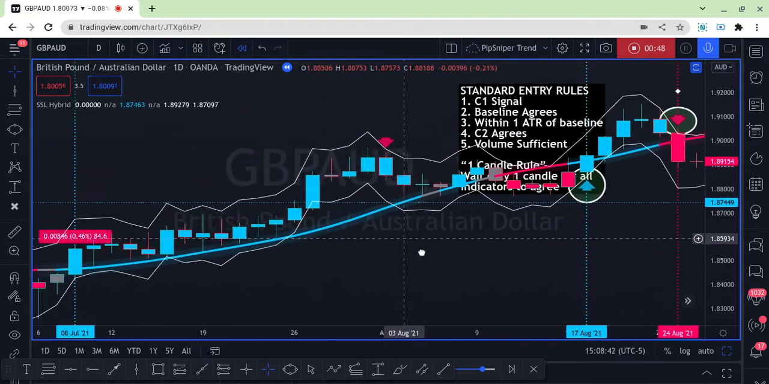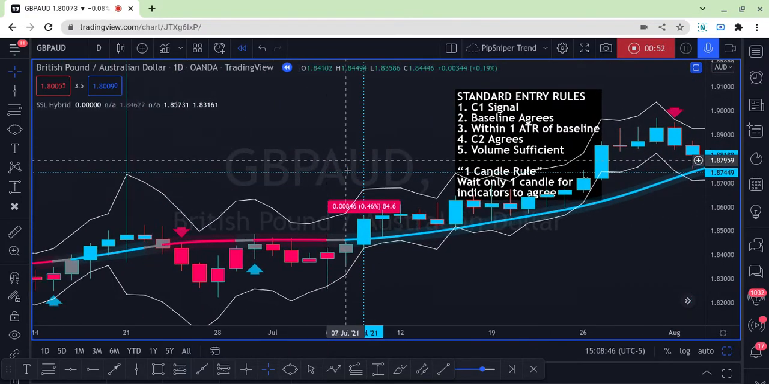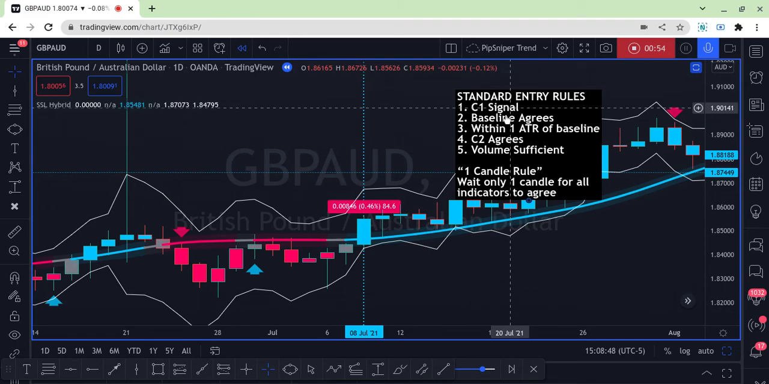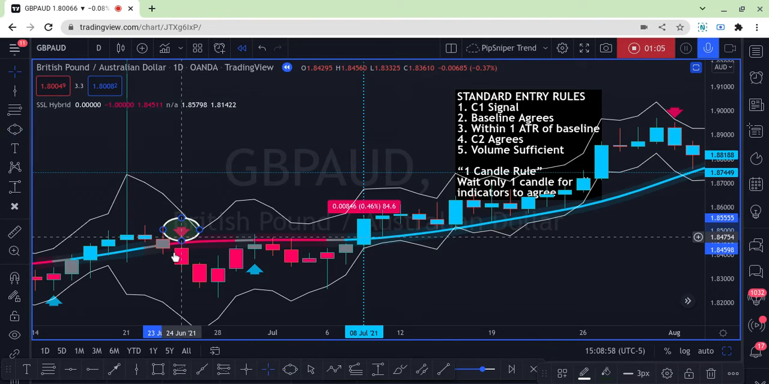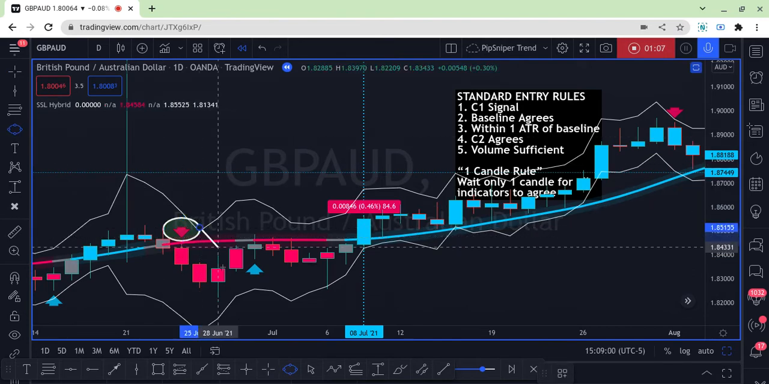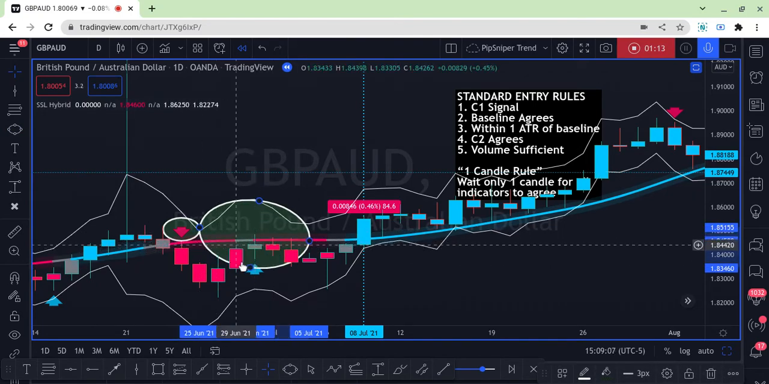Very simple, huh? That's all I wanted to do with this video. Just want to show you that when we say the baseline agrees with the C1 signal, that's what we mean. The C1 signal and the baseline must be the same color. This and this must be the same color. So that's our C1 signal, in agreement with this baseline right here. The baseline is that line running through this area. If they are the same color, they are in agreement.